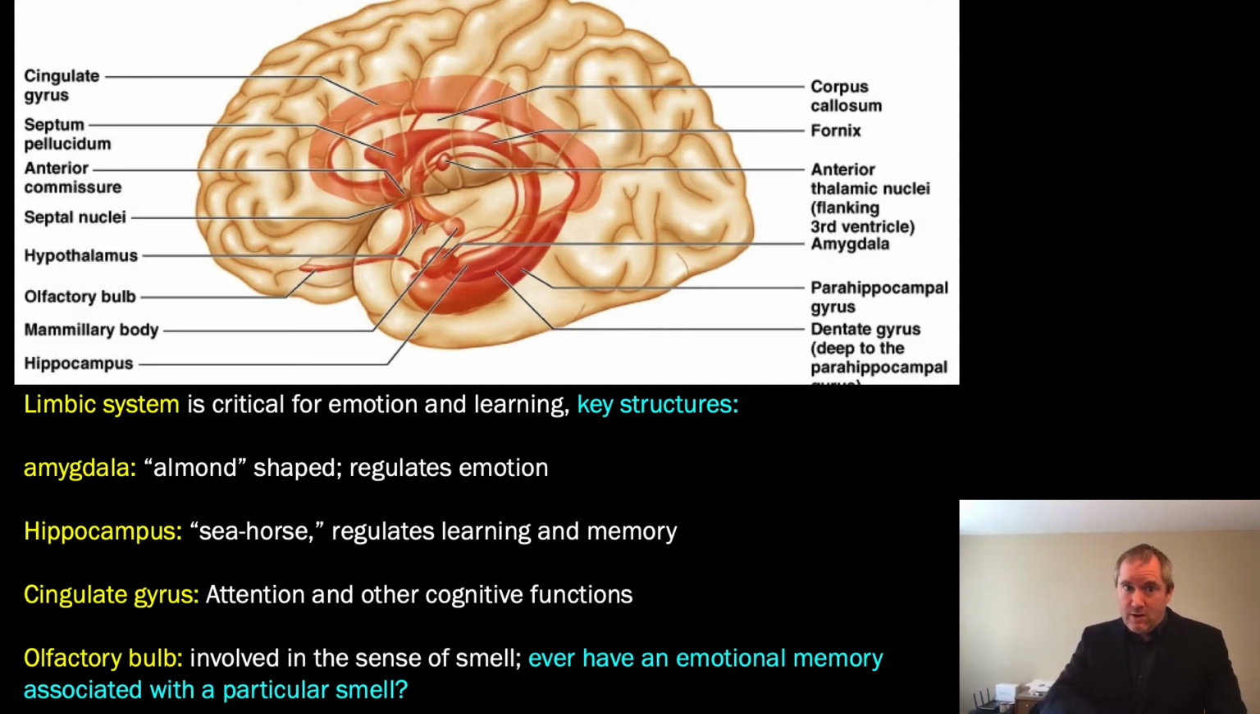Of course, we'll also talk a little bit about how it fits into a larger circuit to modulate fear memory. But the amygdala certainly plays a central role in fear memory expression. The hippocampus, so named because it looks like a seahorse, regulates certain kinds of learning and memory, not so much the procedural memory that we talked about with Clive Waring, but more associative and spatial memory. The cingulate gyrus is very involved in attention and higher order cognitive executive function. And the olfactory bulb is involved in the sense of smell.